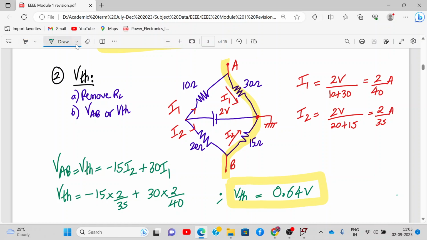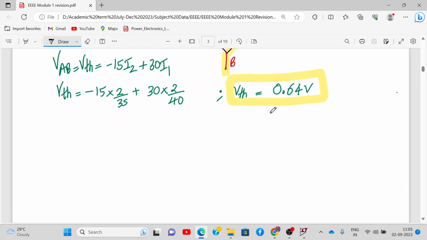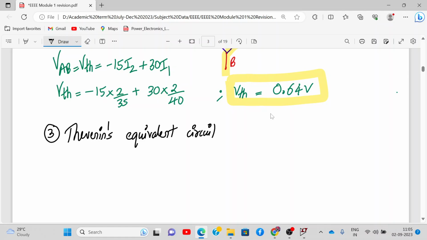Now after this, what do we do? I hope you have noted it down. Let me know if something is left out. Now we draw the Thevenin's equivalent circuit. So what is a Thevenin's equivalent circuit? Everything is replaced by a single voltage source in series with RTH, and you have point A and B. Put back your RL.